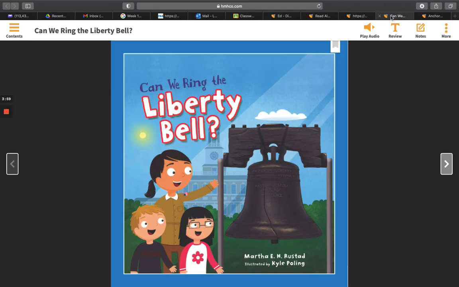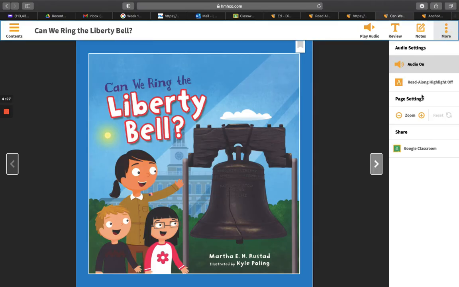So our topic, what is it? And the title kind of gives it away. Can we ring the Liberty Bell? So the Liberty Bell is probably going to be our topic. It's maybe something to do with it. So look at the cover. What do you think the people on the cover will do? I want you to think about that for a second. All right, so let's start reading.